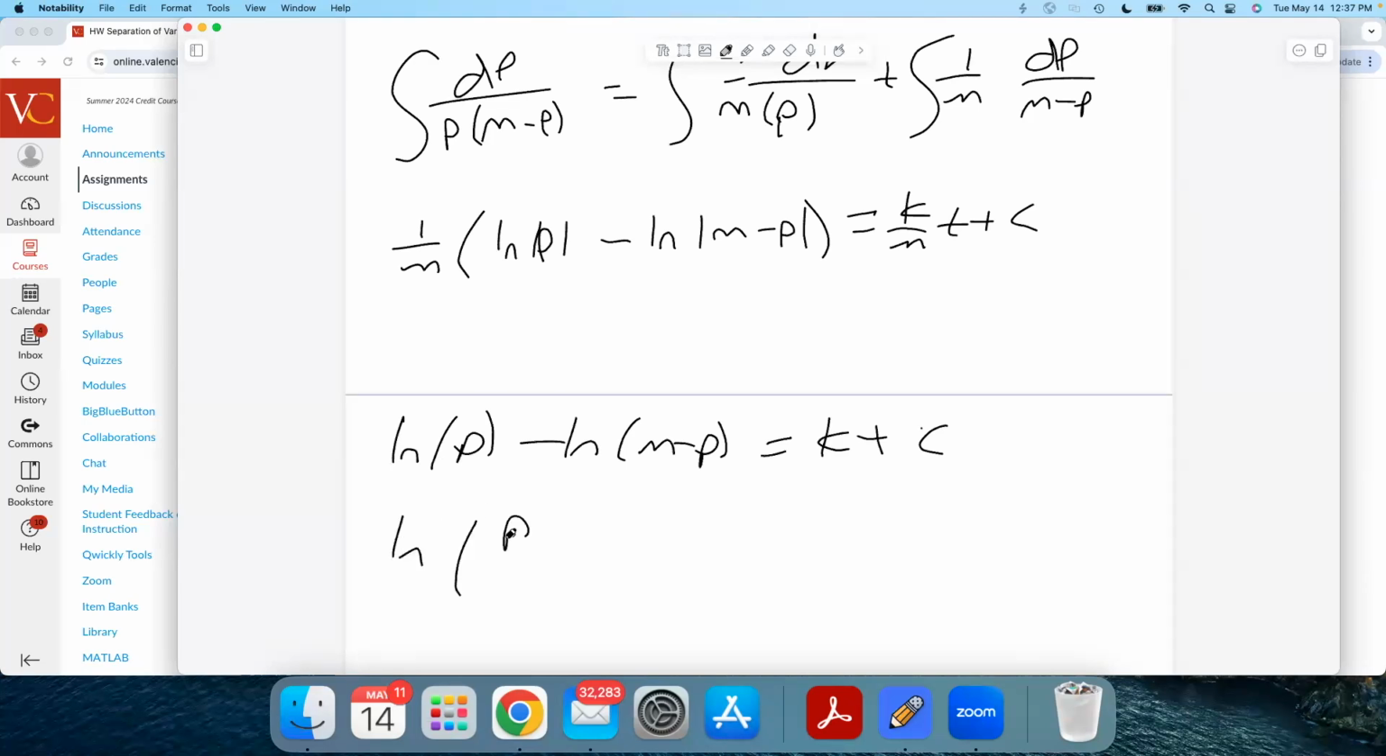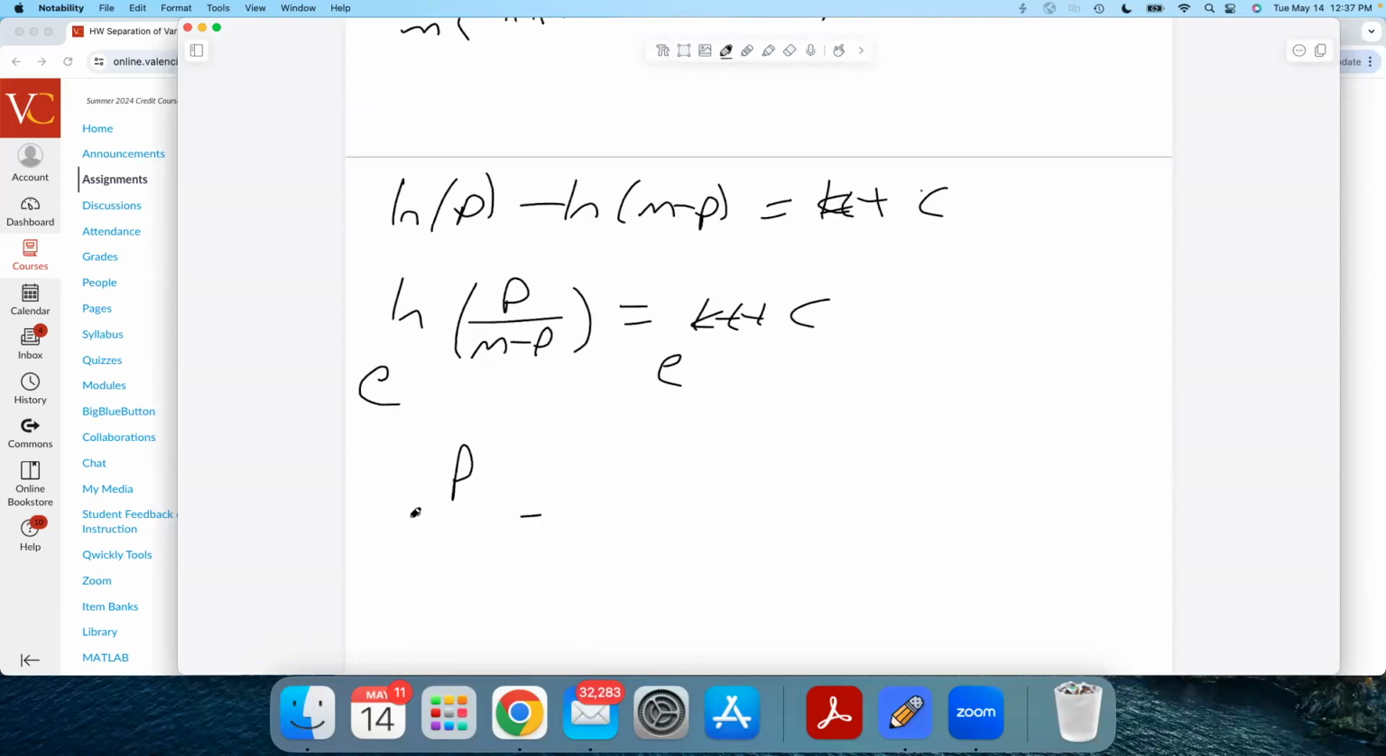This will be natural log of P over M minus P equals KT plus C. Then we're going to make both sides powers of E. And we get P over M minus P equals e to the kt times e to the c. Same game we played before. And then we're just going to give this a new name. We're going to call this thing here technically a different C. This is really C3. That's a different C than that, which is a different C than that. Nobody cares. We're going to solve for C in a minute when we solve the initial value problem.